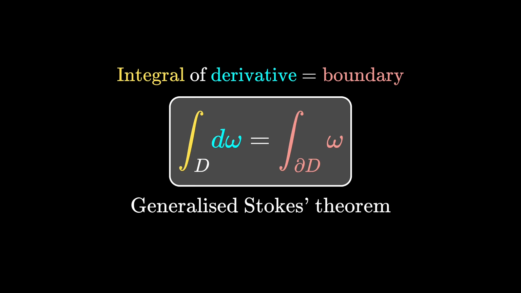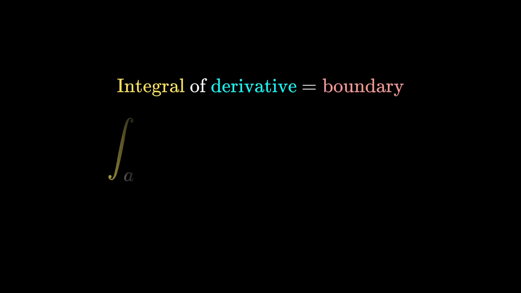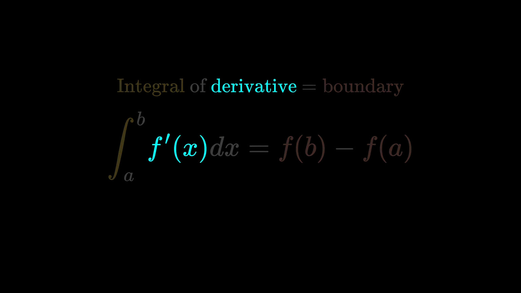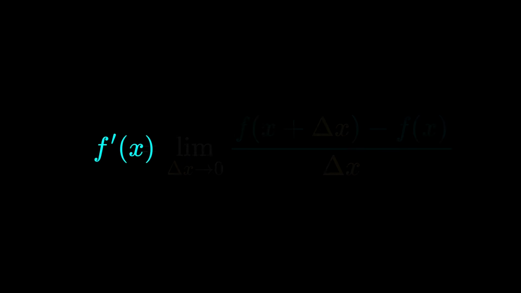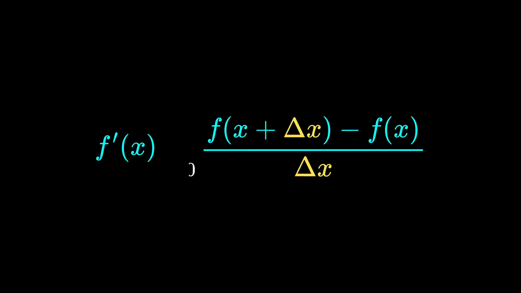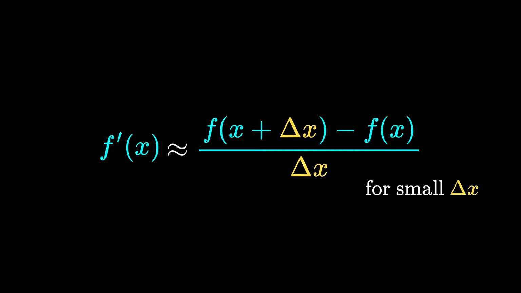To understand it, let's start from the one-dimensional version, approaching it from a slightly different perspective. First, we write down the definition of a derivative, which is the limit of f of x plus delta x minus f of x over delta x as delta x tends to 0. For small delta x, we can approximate the derivative with this fraction.